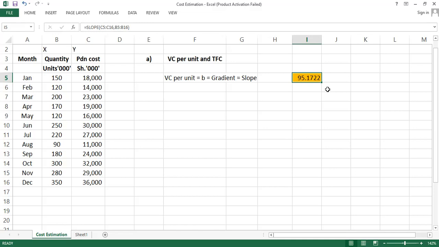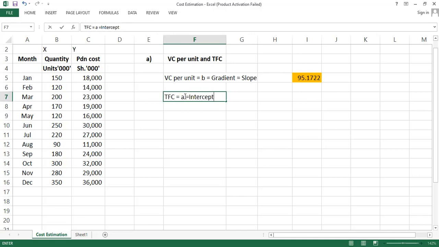All right. If there's no question, then we can proceed to look at how we get the total fixed cost. The total fixed cost, we have said, is the value of A. Now in Excel, again, the value of A is a function. And the value of A is what we shall call the intercept.